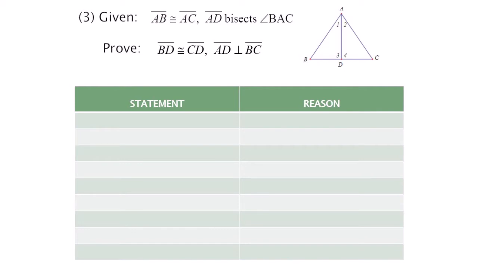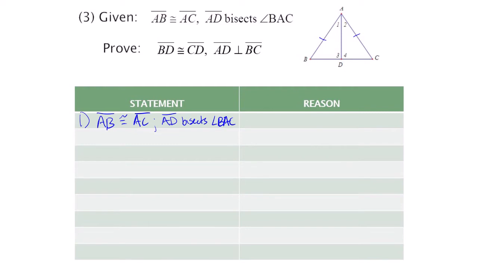Okay, let me write in the given. So AB is congruent to AC, right, and then we're also given that AD bisects angle BAC.